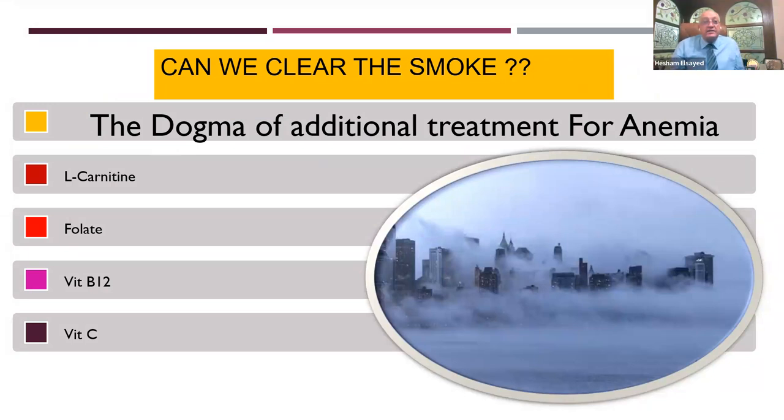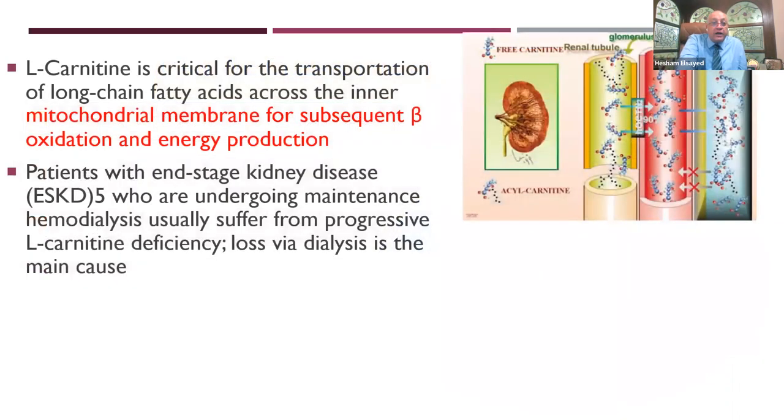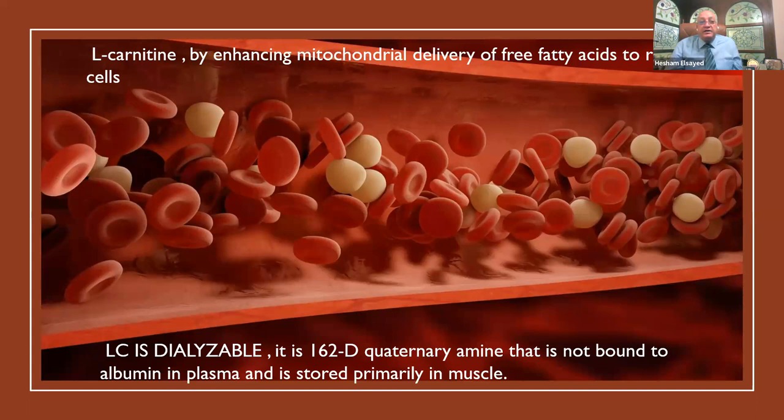Coming to the last few slides, the dogma of additional treatment for anemia. It is the clinical life. We used a lot of dogma for treatment of anemia, including L-carnitine, folate, vitamin B12, and vitamin C. What is the role? L-carnitine, or levocarnitine, is a small molecule produced by the kidney, and it is completely dialyzable. By enhancing mitochondrial delivery of fatty acids, it shares the energy inside the cell. It is 162 Dalton, a quaternary amine that is not bound to albumin in plasma and is stored primarily in muscles.